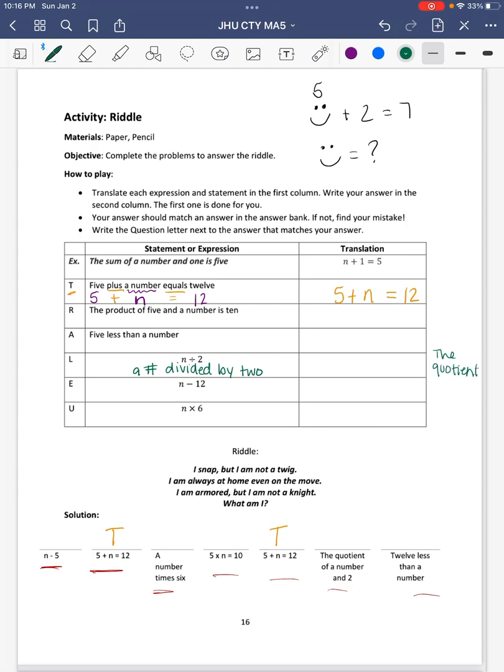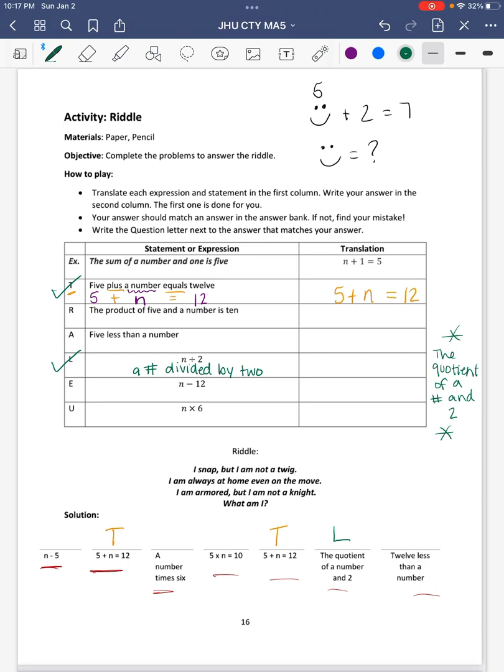So you could have multiple correct answers here, but the tricky thing is that you have a bank here. So we need to find out which bank entry goes along with those 2 sayings that I just said. Okay, so it can't be any of these number things, no expressions. It's not a number times 6, the quotient of a number and 2. That is exactly what I wrote over here. Yay, we found it. So that is our L right here, and I don't have any more of those. So I've already gotten my T and my L done.